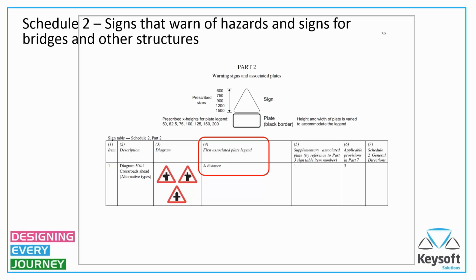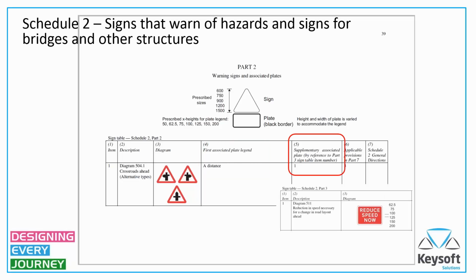And then column 4, the first associated plate legend. So for these signs in Schedule 2, it may be possible to put more than one supplementary plate there. Now the legend there is just described as being a distance. We'll see shortly with some other examples where specific legends are highlighted. But obviously, if you've got a crossroads ahead, then you would put the distance in the supplementary plate.